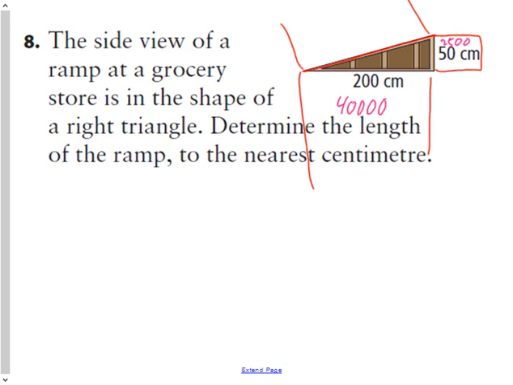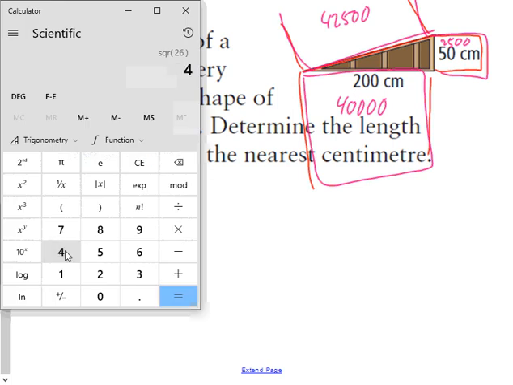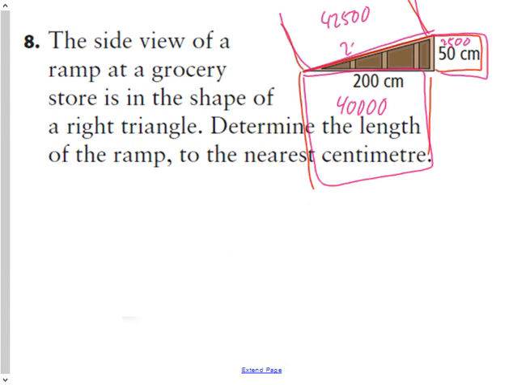And the area of this square plus the area of this square equals the area of this square. So therefore, this square here would be 42,500. Now, obviously, we're not looking for the area of the square attached to the ramp, but rather the ramp length itself. So that ramp length is the square root of 42,500, or approximately 206.2 centimeters long. Approximately. Is that right? Right.